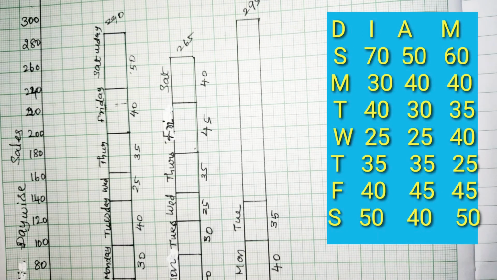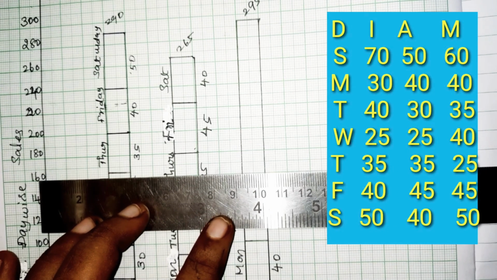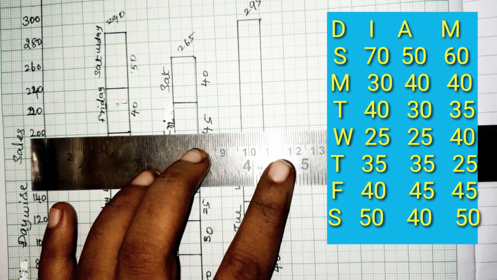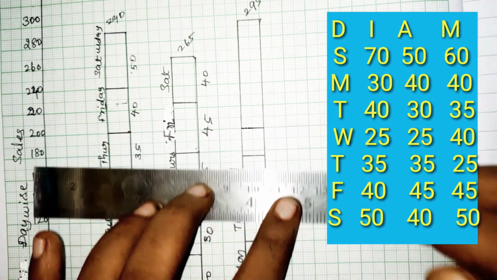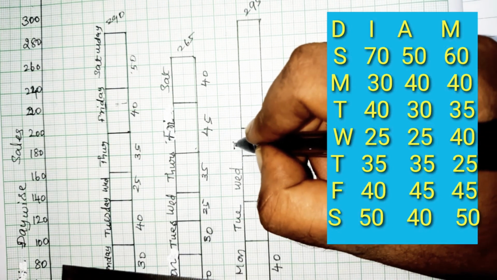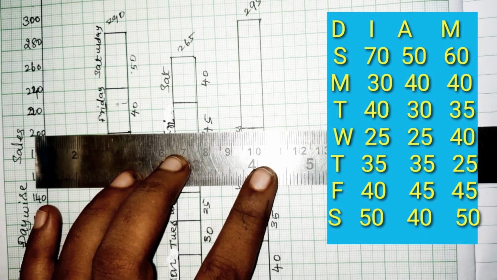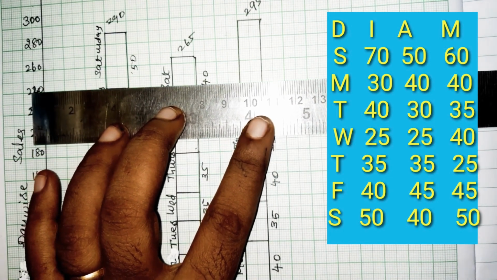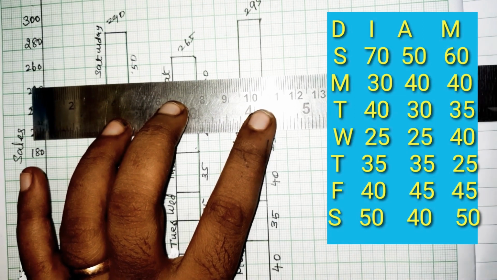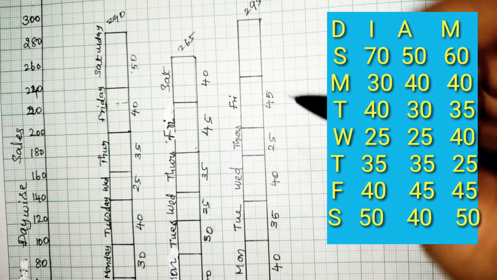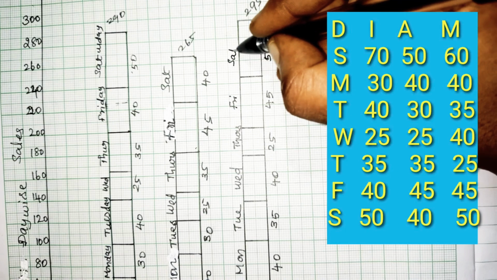Sales for Wednesday is 40, so after 135 you mark 40. That is 175. 175 is some point here. Sales for Thursday is 25, so after 175 you mark 25. That is at 200. The sales for Friday is 45, so after 200 you mark 45. That is 240, in between 244 and 246 you can mark. The remaining 50 is for Saturday.